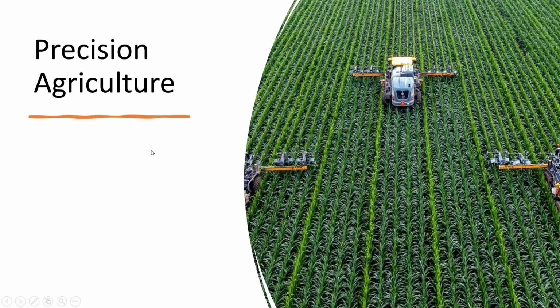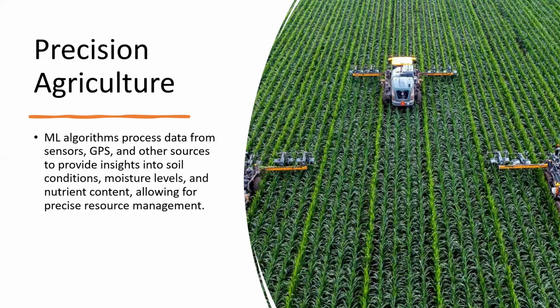Then we have what we call precision agriculture. Whereby machine learning algorithms could be used to process data from sensors, GPS, and other sources in order to provide insight into soil conditions, the moisture level, whether we have enough water, and the nutrient content of the soil, thereby allowing for precise resource management: when to provide nutrient supplements, where to provide more water, or maybe the soil is having some deficiency. Precision agriculture made it possible for us to monitor all this kind of system and be able to take proactive decisions to prevent disasters.